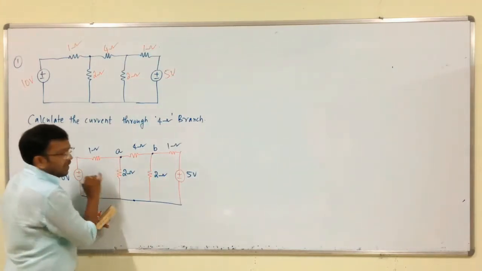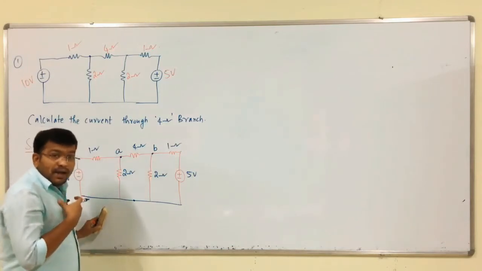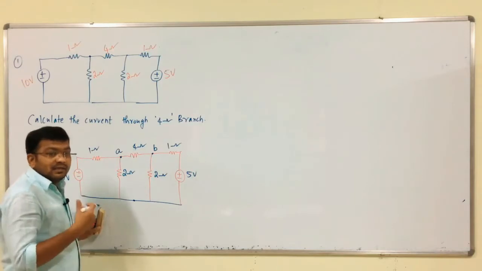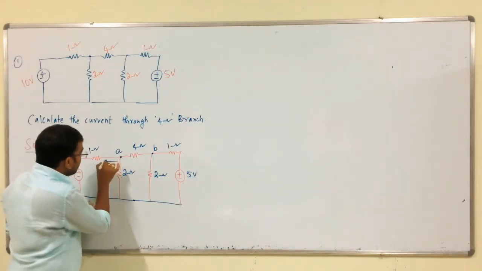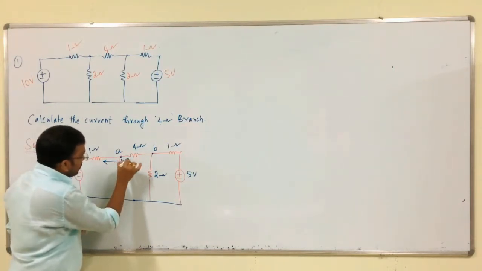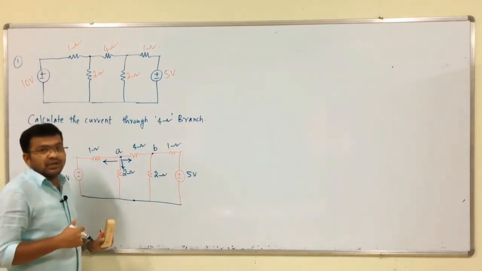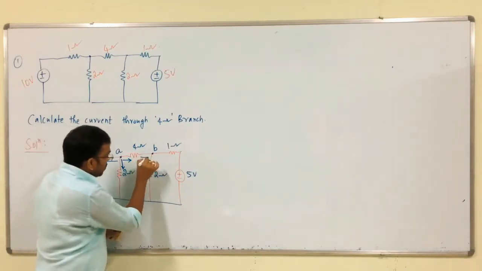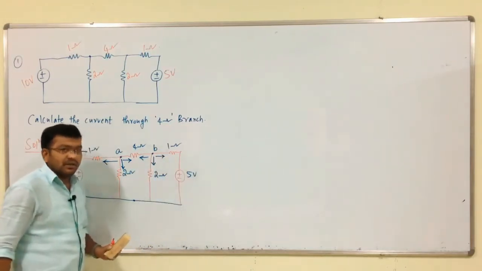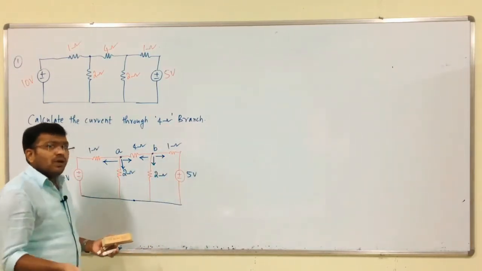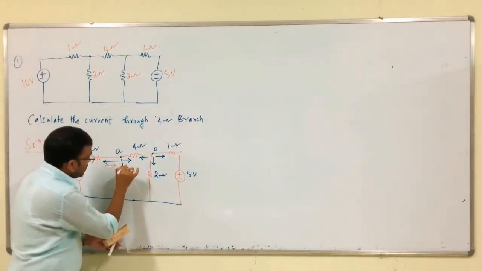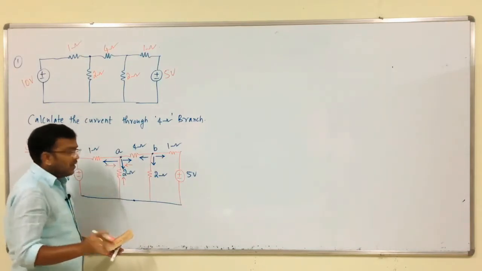So, we have to assume our current direction, and I am assuming my own current direction in this nodal analysis: from this node the current is leaving, from this node the current is leaving, from this node the current is leaving. This is my assumption. And coming to this node, from this node the current is leaving, from this node the current is leaving. This is my assumption. If you assume your own current direction, you will take it as per your wish, no problem at all.